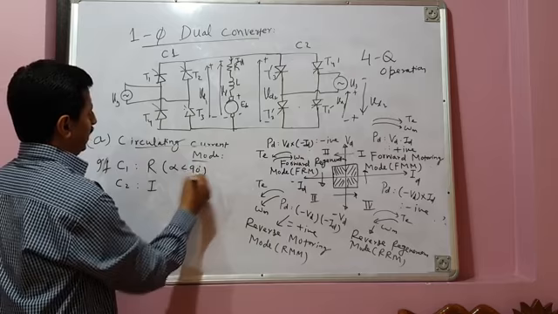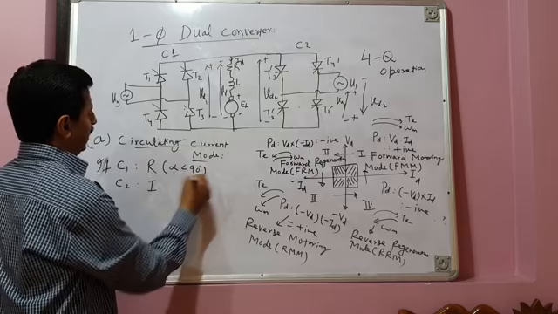4-quadrant operation. And your dual converter, which comprises 2 back-to-back full converters connected across the load like this, makes your machine capable of operating in all the 4 quadrants. So your dual converter results in 4-quadrant operation of your load. Of course, your DC machine, the DC motor, is capable of 4-quadrant operation.